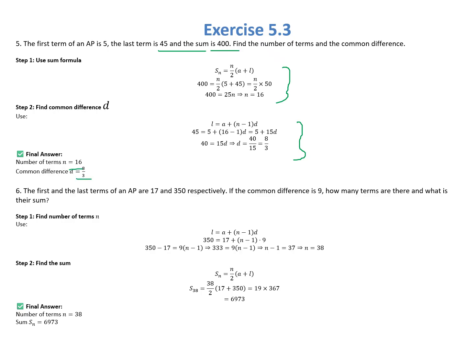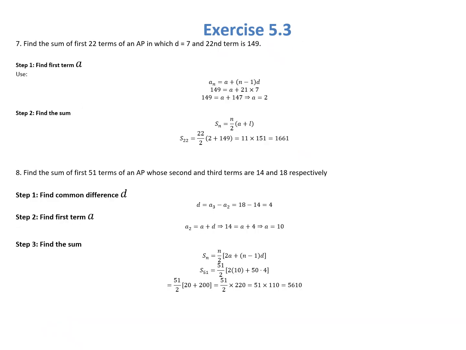Next question: the first and last terms, 17 and 350, are given. We have the common difference 9. How many terms are there, and we have to find the sum. We solve with the help of the equation, and then we get the final answer: n is equal to 38 and S is equal to 6973. So we'll move to the next slide.